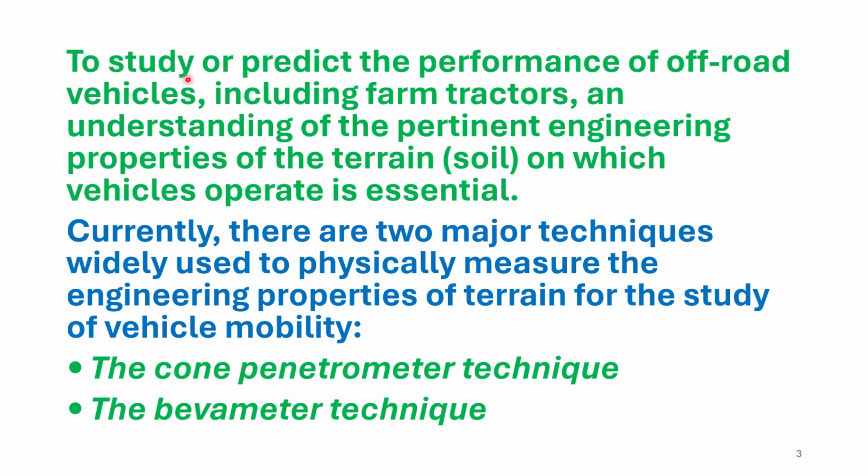To study or predict the performance of off-road vehicles, including farm tractors, an understanding of the engineering properties of the terrain or soil on which vehicles operate is essential. Currently, there are two major techniques widely used to physically measure the engineering properties of terrain for the study of vehicle mobility. One is the cone penetrometer technique, and the other is the Bevameter technique.